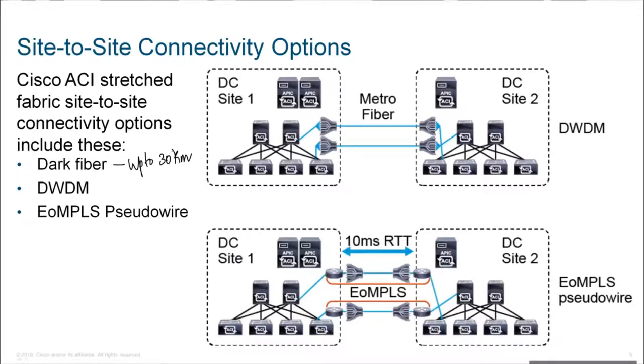DWDM. I would think you pretty much use it over some metro fiber typically. And Cisco has validated this up to 800 kilometers.